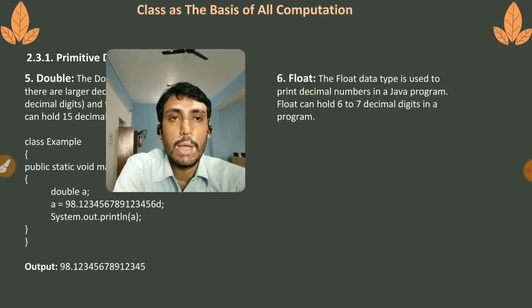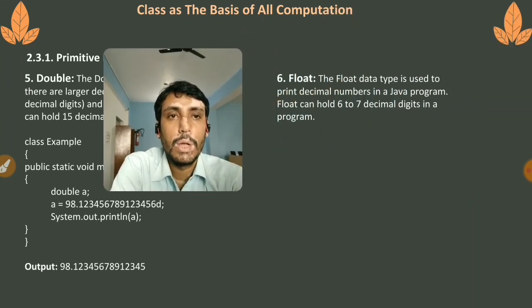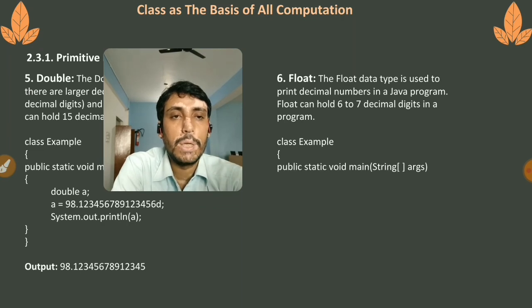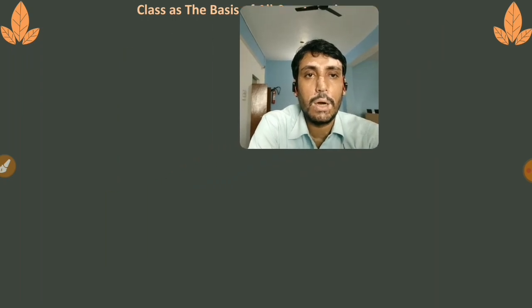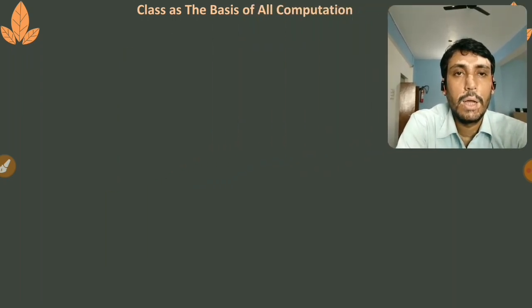Okay, float, same thing with float. The float data type is used to print decimal numbers in the Java program. Float can hold 6 to 7 decimal digits in a program. Class example, public static void main string args, this is the main method, and inside this main method a variable is declared, a value is assigned, and then we are displaying or printing, so the output is coming. So like this we are doing it.